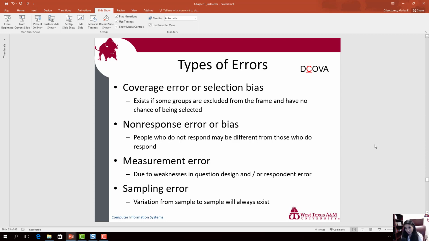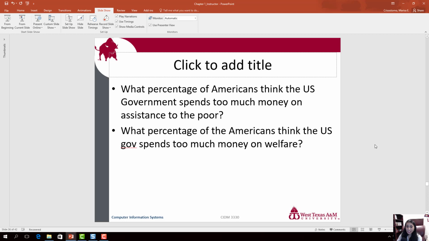A non-response error or bias: people who do not respond may be different from those who do respond. I'm sure you've gotten the phone calls in the middle of dinner from telemarketers asking if you'd like to take a short survey. Now, are the people who agree to take those surveys inherently different from those who don't take it? That would be a non-response error. A measurement error would be due to weaknesses in question design or respondent error. We'll come back to sampling error in just a minute. But here are some examples of measurement error that might occur.